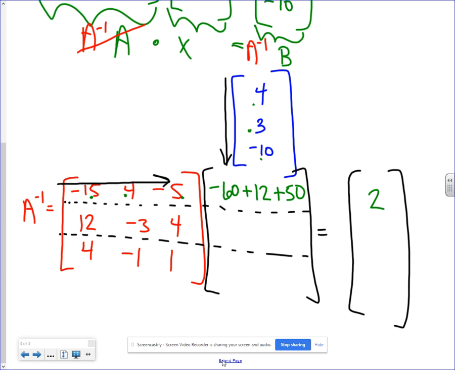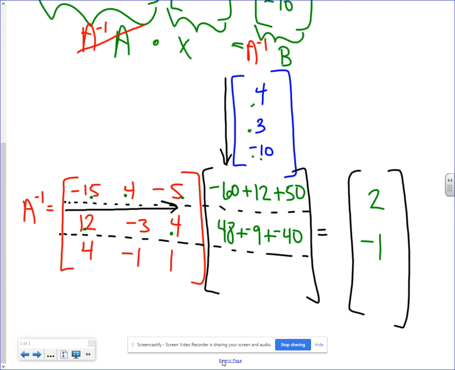Now, let's find out what y is. So to do y, I'm going to use this row instead, with that same column. So 12 times 4, 48, plus negative 3 times 3, negative 9, plus 4 times negative 10, negative 40. Let's add these together and see what we get. So 48 minus 9 minus 40 is negative 1. So y is negative 1.